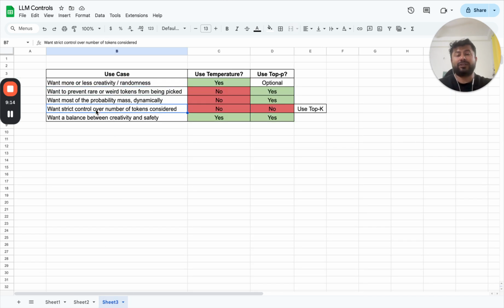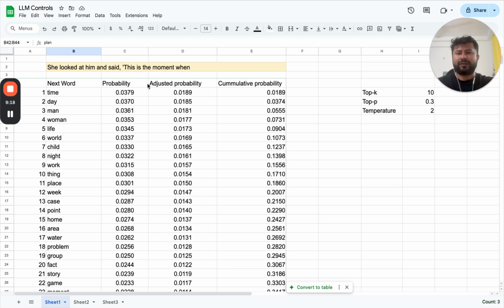This next one is an interesting one. As I said, it's always going to pick all these words, but if you always want to pick the top 1 word, you can either set the temperature to 0, or you can set top K value to 1. Top K equal to 1 means it is always going to pick the top word. It's just that most LLMs don't let you play around with top K, so that's why top P and temperature are the most commonly used ones.